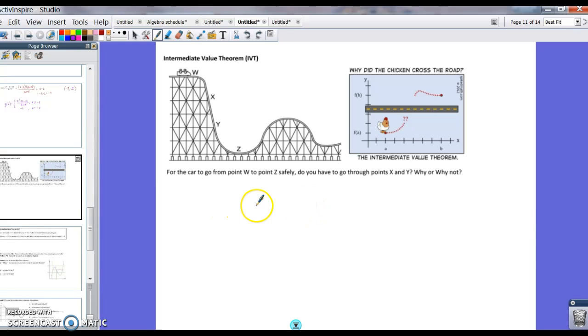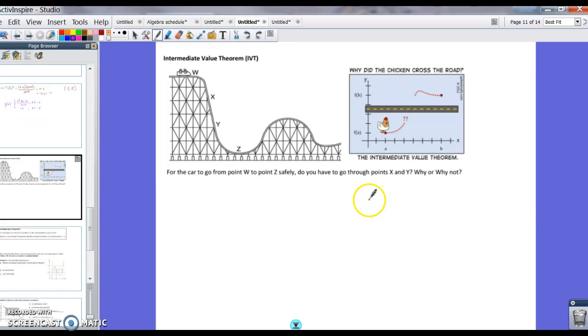So for the car to go from point W to point Z, it has to go through X and Y because it has to stay on the track, right? In order for it to be safe, it has to stay on the track. I can't just skip. If you think of the chicken crossing the road, I can't just skip over it. I have to actually cross it.